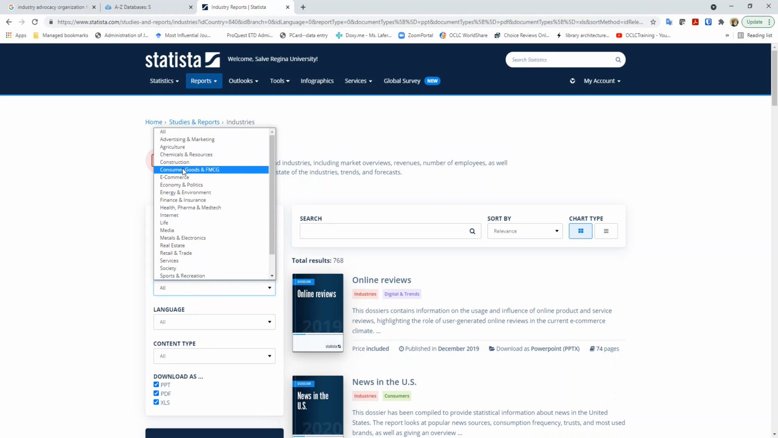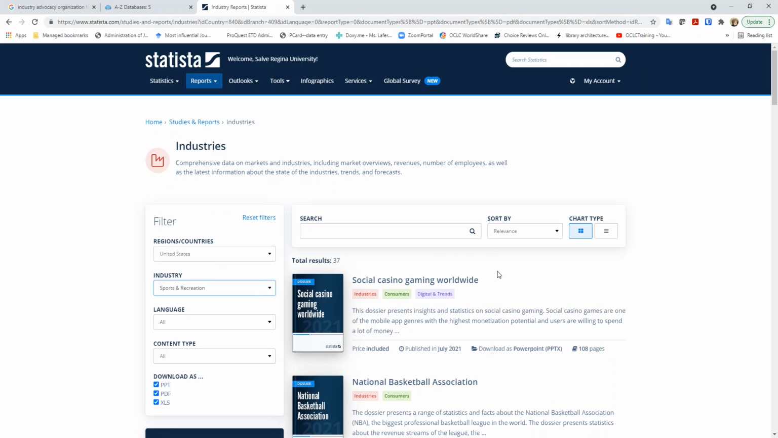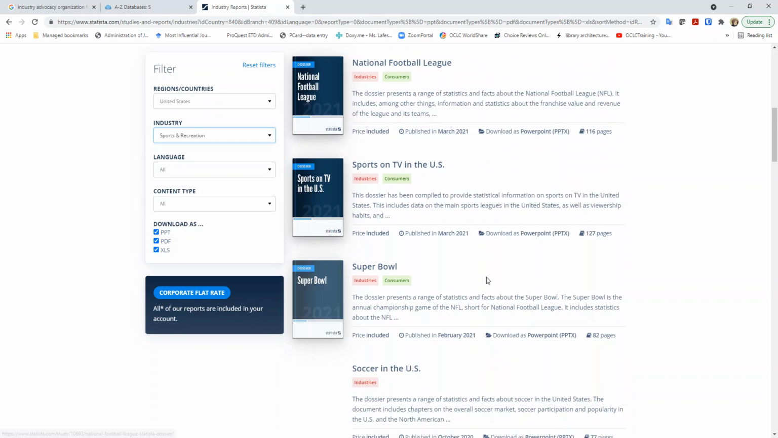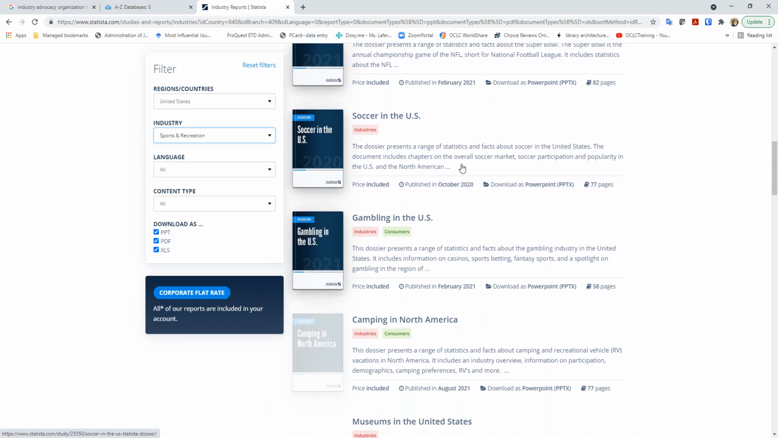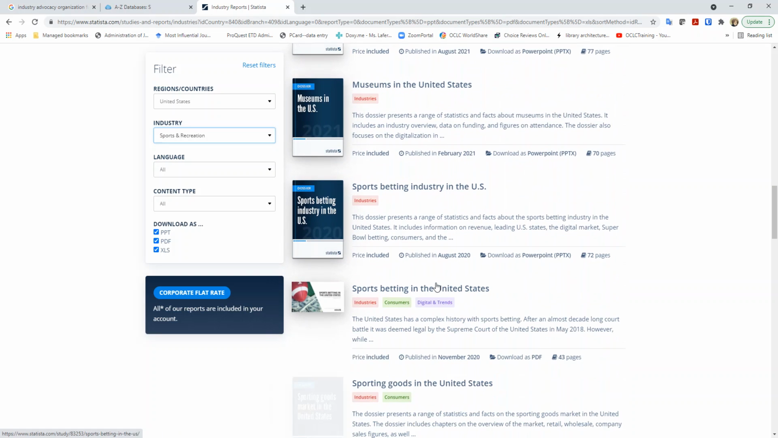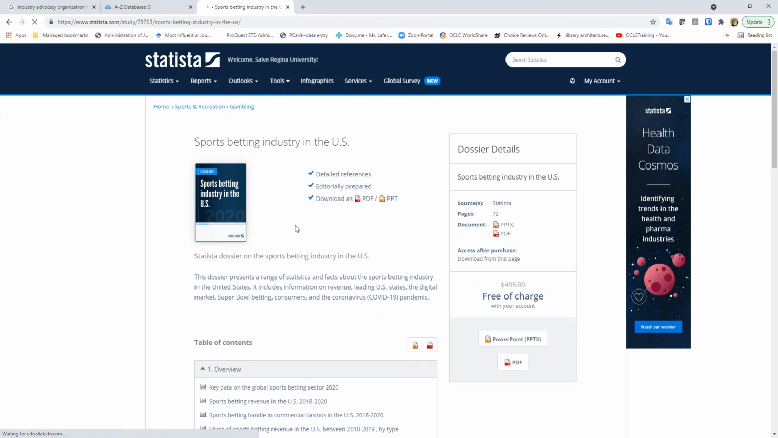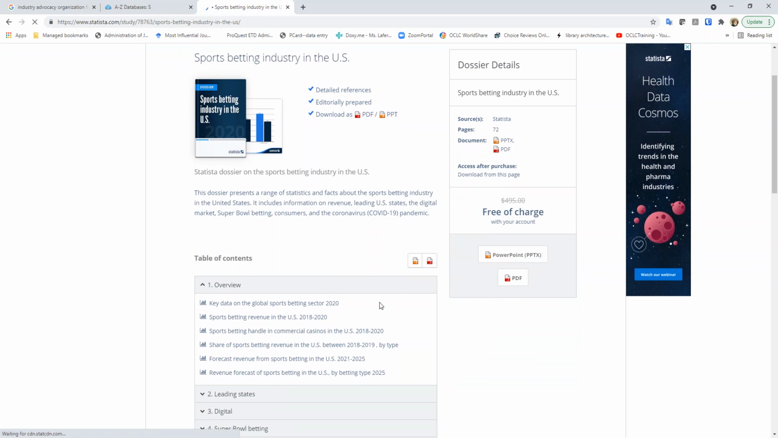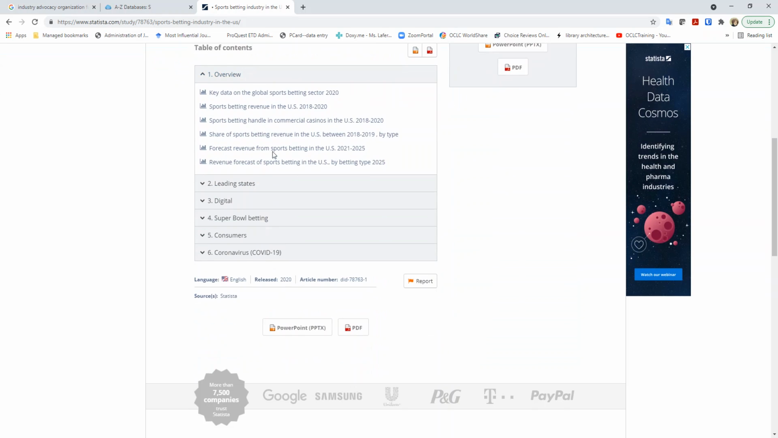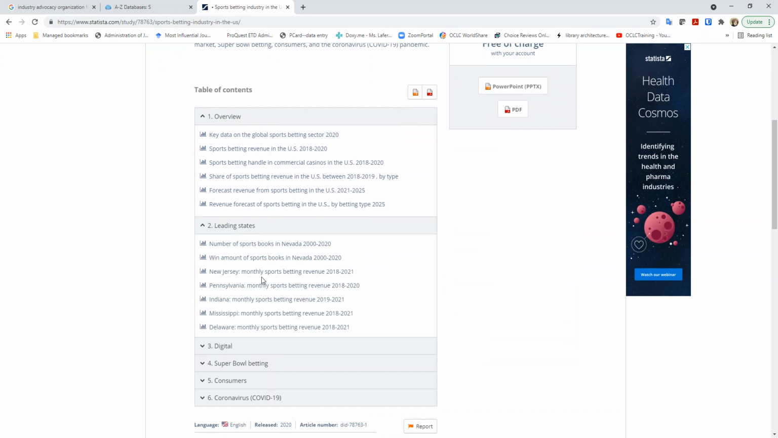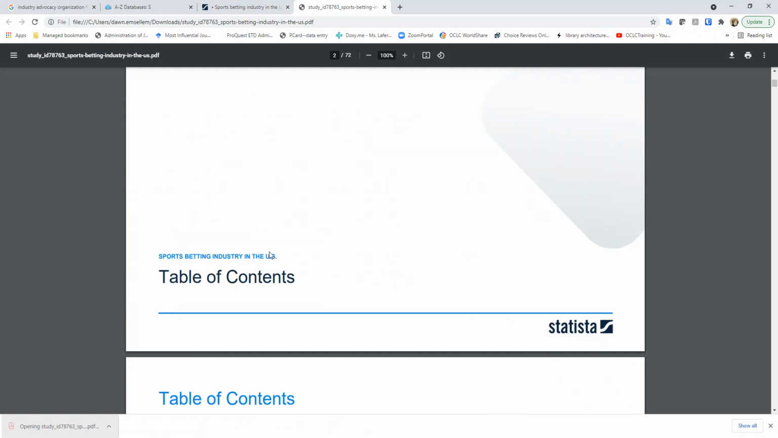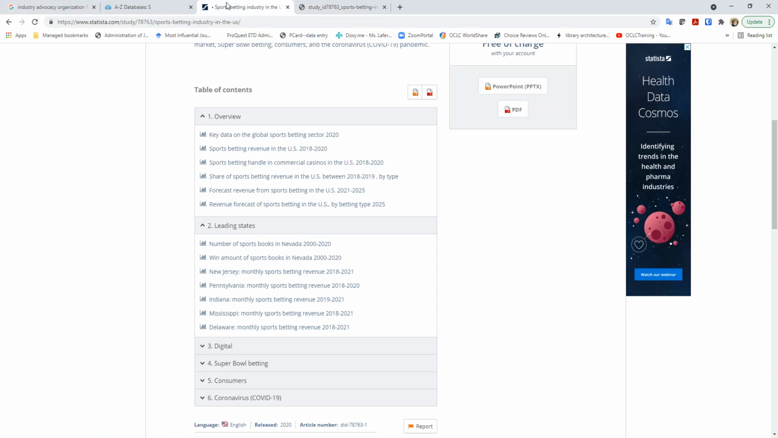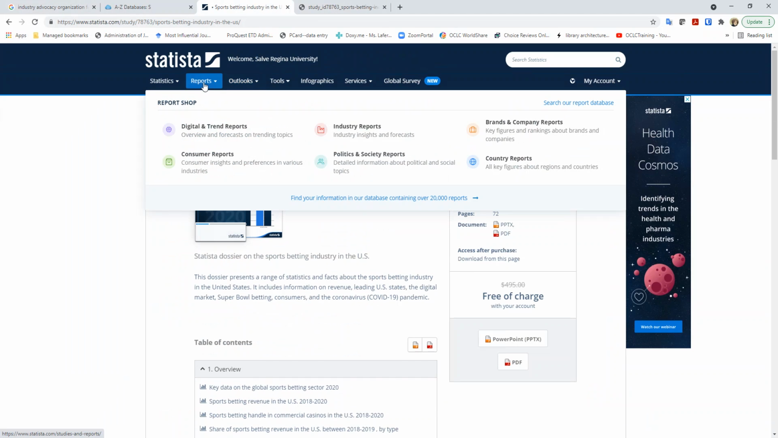So if you have a particular type of industry that you're working with, this will give you all of the reports related to that industry. And you will find, for example, if you were looking at something like sports betting, you can get the table of contents right here that shows what is in this report, and then you can download the actual report and open it right here. So that's just the industry reports.